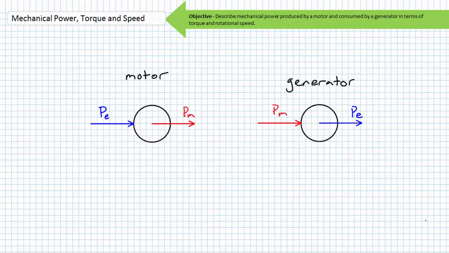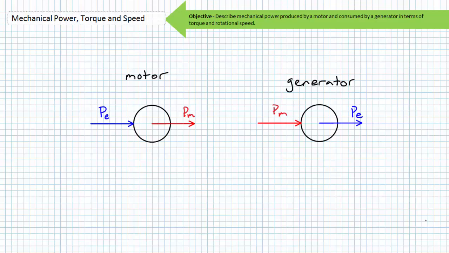I'm your instructor Jim Pytel, and today's topic of discussion is mechanical power, torque, and rotational speed. Our objective is to describe mechanical power produced by a motor and consumed by a generator in terms of the measurable quantities of torque and rotational speed. We'll develop an understanding of their relationship with one another and the units used to measure them.